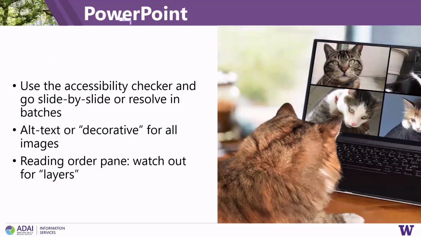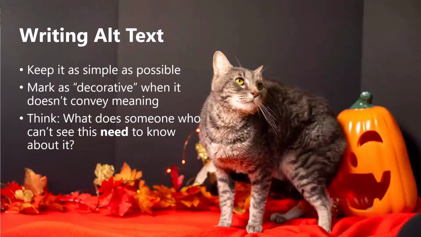For PowerPoint, it's the same kind of stuff. Use the accessibility checker and go slide by slide or fix issues in batches. Don't forget about that alt text and be sure to check the reading order on every slide, being really careful about that layers issue. A few quick words here on writing good alt text.